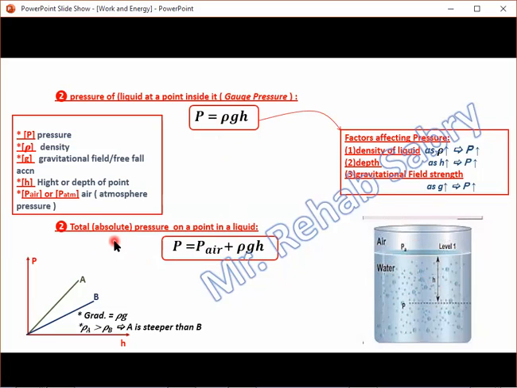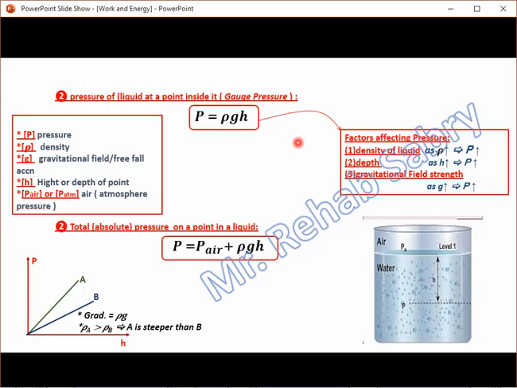So this is the pressure of the liquid only, the upper part of the liquid. If the question asks me to find the pressure of the liquid at that point, it is the liquid pressure. But if it asks me to find the pressure without saying the pressure of the liquid, it means the absolute pressure, the total pressure, so I have to add the air pressure plus the liquid pressure. Sometimes they call the value rho GH the gauge pressure, but this nomenclature is not included in our syllabus.